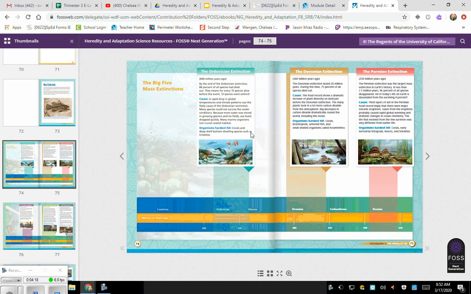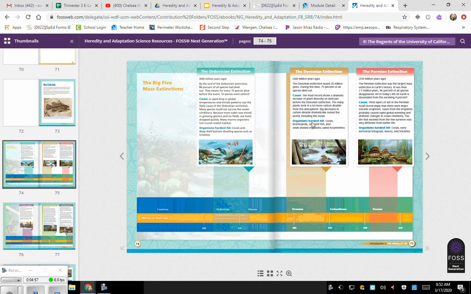The organisms that were hit the hardest again were corals, brachiopods, armored fish, and small-shelled organisms called Foraminifera. Essentially, what they're talking about here is all the things that died during this time. And as you can see below on the timeline, it shows you exactly when that happened. The one in the reddish pink there is the third thing that essentially went extinct. And that happened about 250 million years ago. The Permian extinction was the largest mass extinction in Earth's history that we know of.